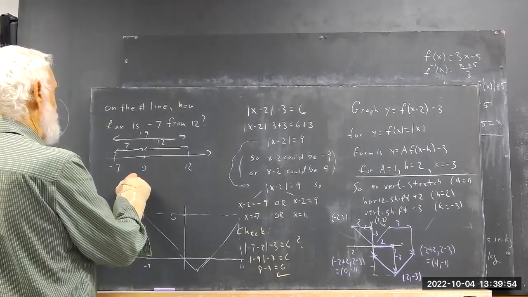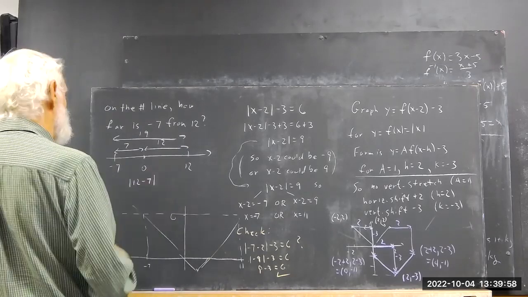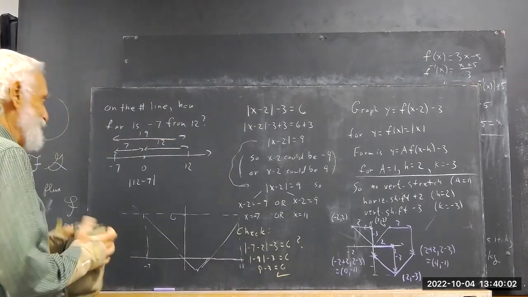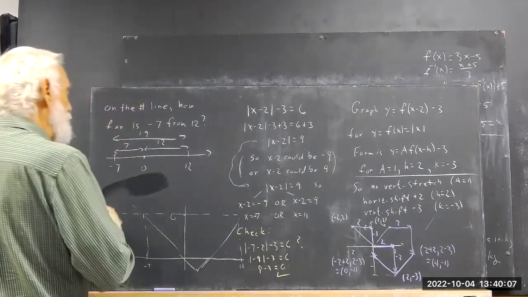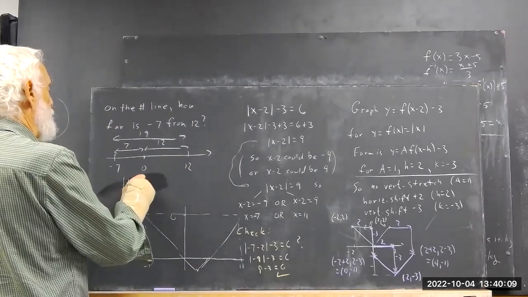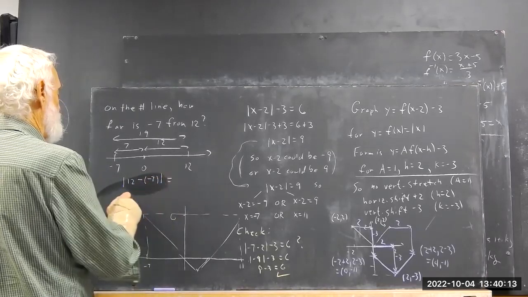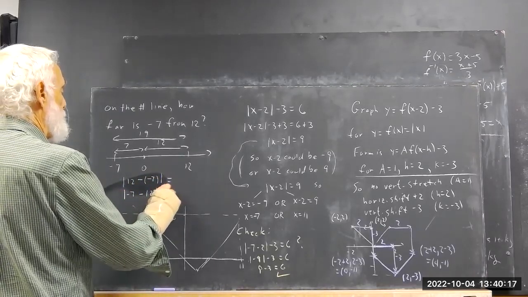Well, what's the absolute value of 12 minus 7? That's up. I got some kind of a problem with that 7. What's the absolute value of 12 minus -7? What's the absolute value of -7 minus 12?